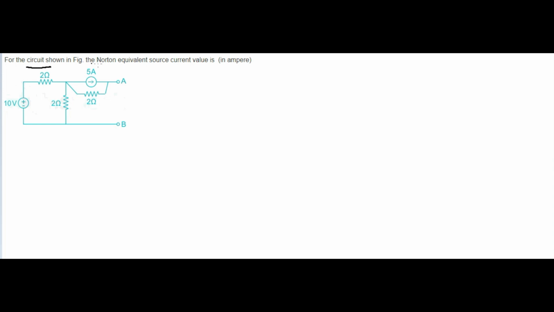The circuit is given here, and with the Norton equivalent they want just the current value in amperes. So we go for the Norton equivalent. With this source, whenever you find a 5 amps and 10 volt, if they ask for I, please make a source transformation at the beginning. That is a very good clue.